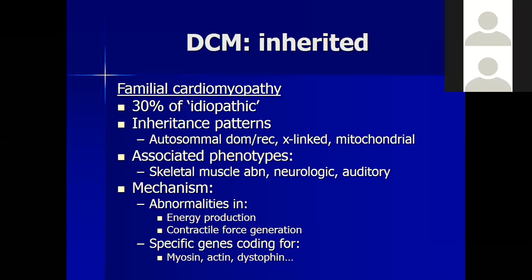What is the mechanism? There is an abnormality in energy production and contractile force generation. There are specific genes, genetic diseases involving myosin. Somebody may have a deficient myosin gene, actin or dystrophin, so they can have this dilated cardiomyopathy of familial origin.